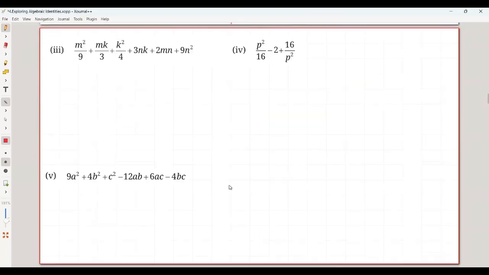Factorize. Third question: m square by 9 plus mk by 3 plus k square by 4 plus 3nk plus 2mn plus 9n square. By seeing this, you can easily identify whether you are going to use (a plus b) the whole square or (a plus b plus c) the whole square. Here we have three terms, right? (a plus b plus c) the whole square.